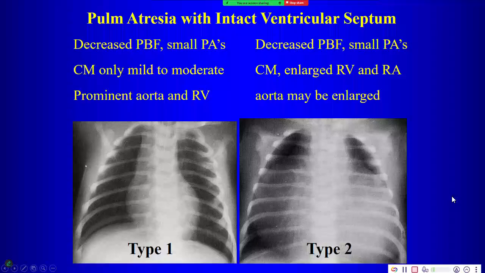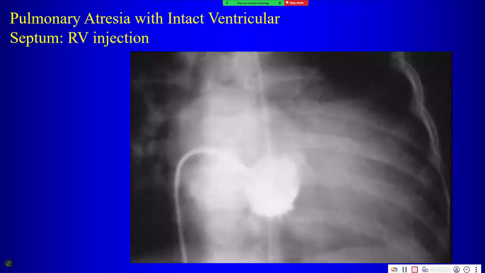Okay, so that's pulmonary atresia with intact ventricular septum. And so in this condition, then the blood from the right ventricle has really no place to go because there's no VSD and there's pulmonary atresia.